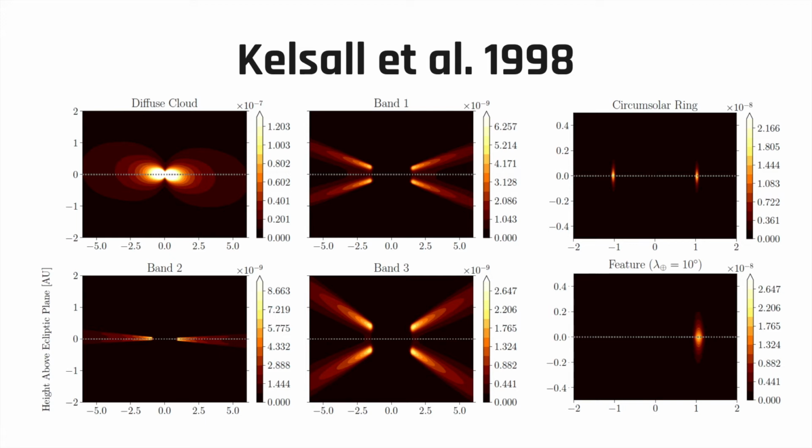The Kelsall model is a three-dimensional density model consisting of 5 zodiacal components, those being the diffuse cloud, 3 asteroid bands, and the circumsolar ring. The density of the components can be seen in these figures, which show contours of the dust density of each component in a cross-section of the solar system perpendicular to the ecliptic. The circumsolar ring includes an enhancement known as the feature, or the trailing feature, which is often separated into its own component. The x-axis in these images is in AU.